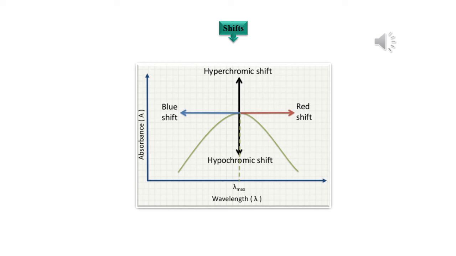But in the hyperchromic and hypochromic shifts, no change occurs in the lambda max, but the intensity of radiation changes, whereas lambda max is shifted with the blue and red shift. Blue shift is otherwise called hypsochromic shift, where red shift is otherwise called bathochromic shift. Hypsochromic, bathochromic shift.